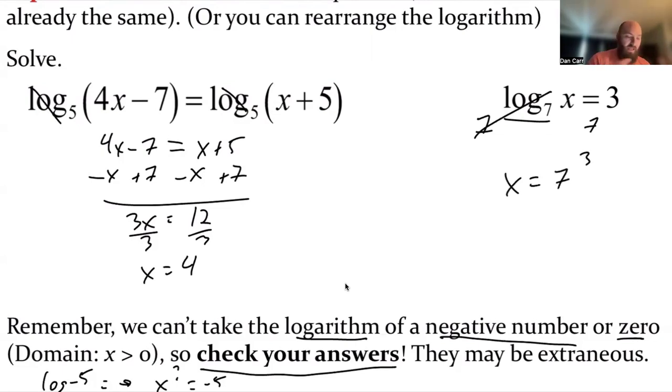Either way, I'm either rewriting it from logarithmic into exponential form, or I'm just taking base 7 to both sides. Either way, I get to 343 as my answer on that one.